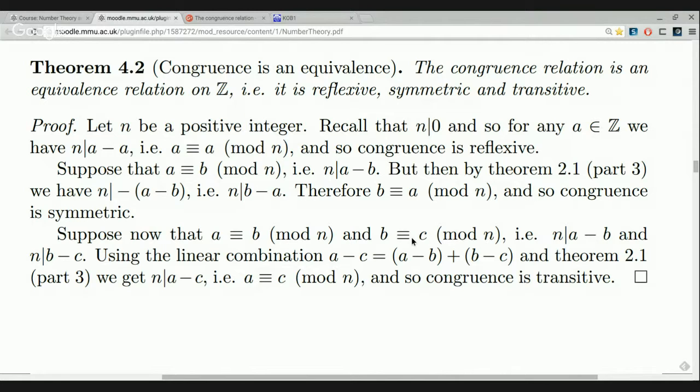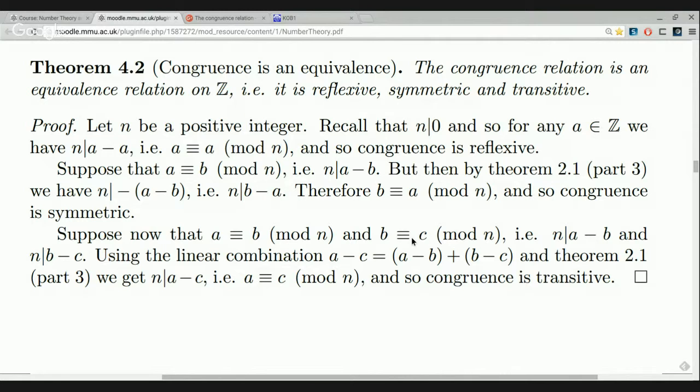So it's symmetric. And then the last part is transitivity. Transitivity is often the hardest one to prove, the one that takes the most work. You can see that, that's 3 full lines here as opposed to 2 lines and a bit. So how do you prove transitivity?